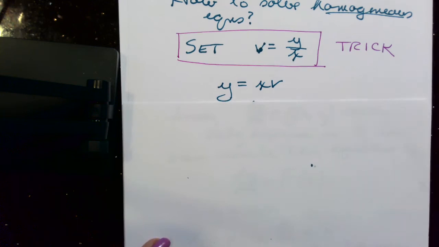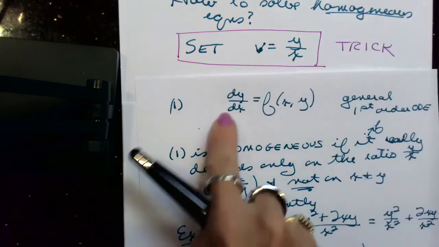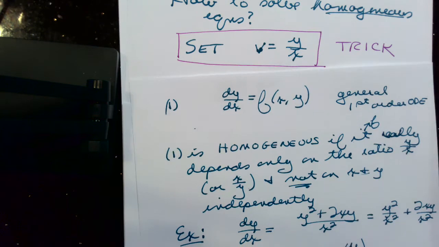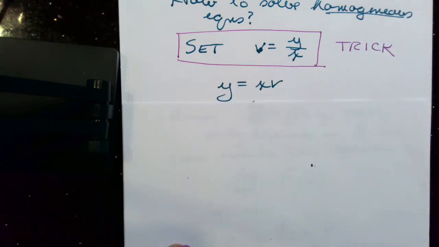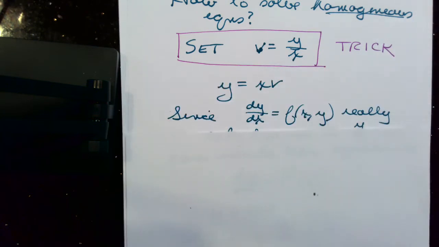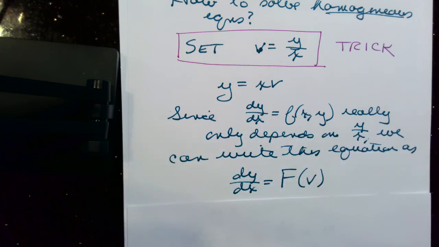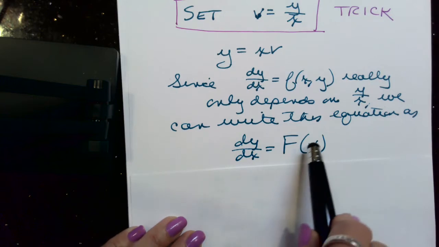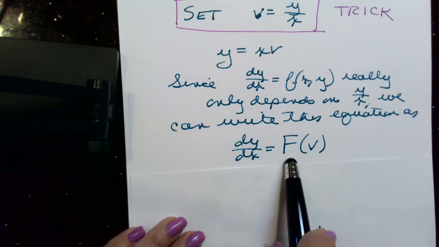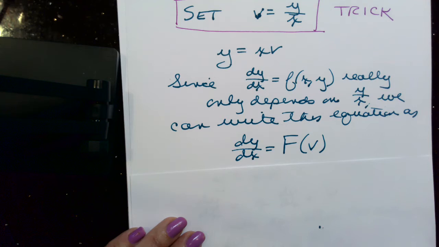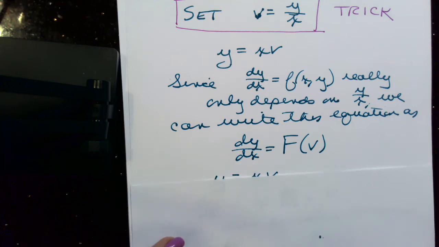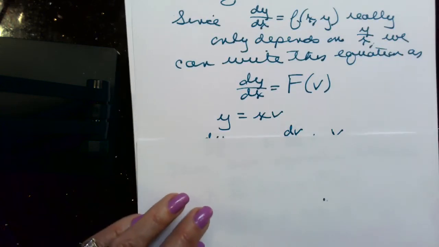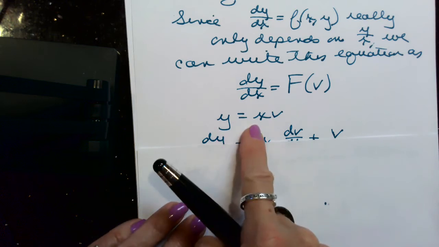Since our original equation, dy/dx is f of x and y, and that little f only depends on the ratio of y over x, we can just as well write that equation as dy/dx is some function of y over x. Now it's going to look different, so I called it a capital F. It's going to look different than that little f we had before.